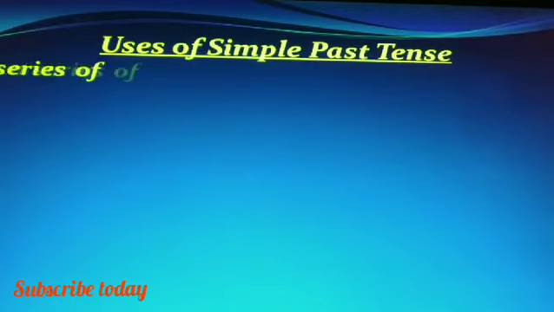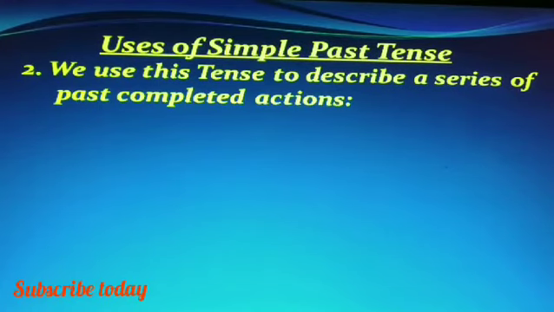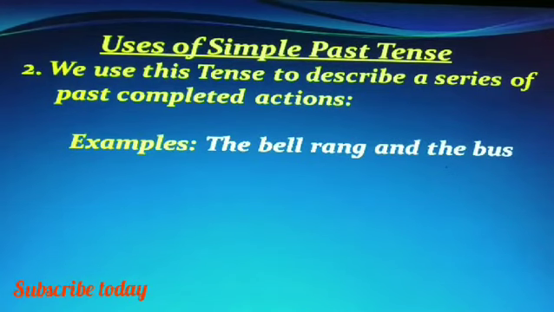Now, uses of the simple past tense. We use this tense to describe a series of past completed actions. Earlier, those actions happened once in the past and ended in the past. But now, we are looking at the examples of actions which take place one after another. A number of actions. Series means number. A number of actions which took place in the past and were completed in the past.